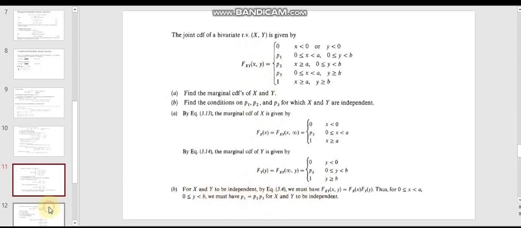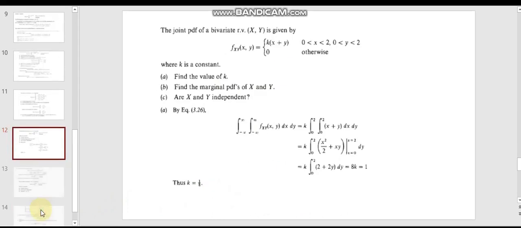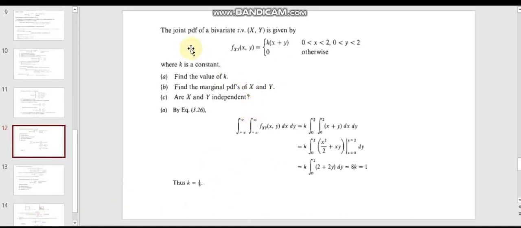Now let us talk about another example. The joint PDF, the probability density function of a bivariate random variable x and y, is equal to k times (x plus y) when x is greater than 0, less than 2, and y is greater than 0 and less than 2, otherwise it is equal to 0. Where k is a constant, find the value of k.